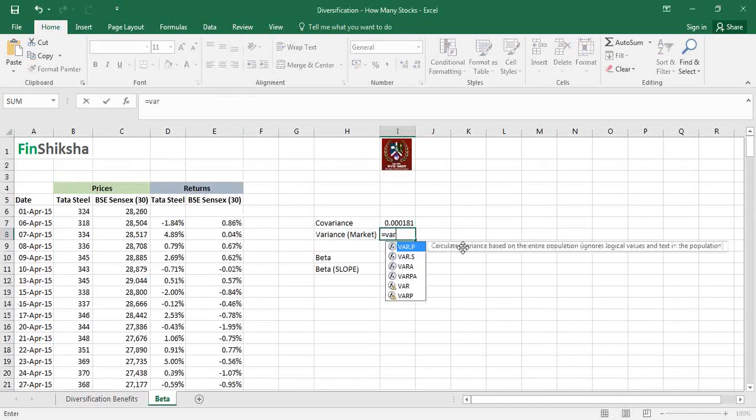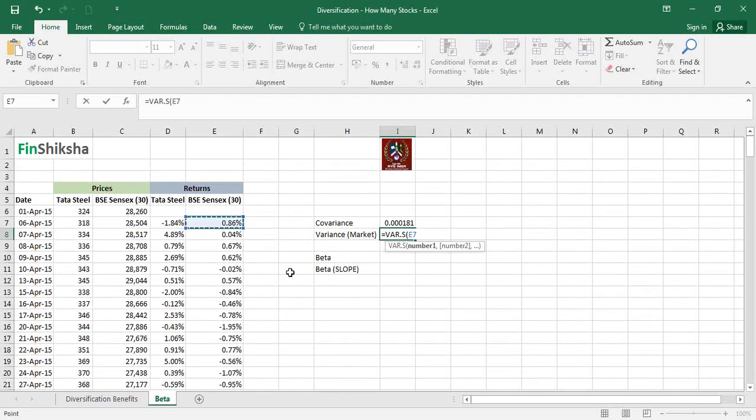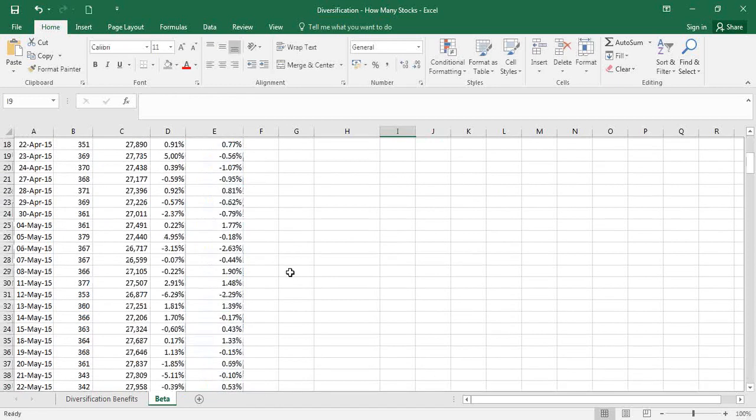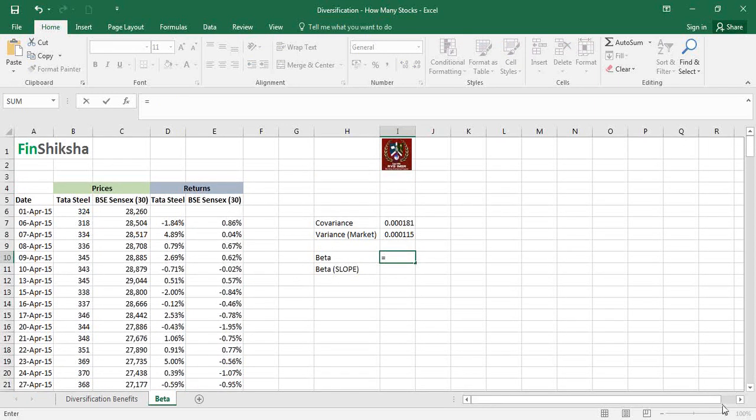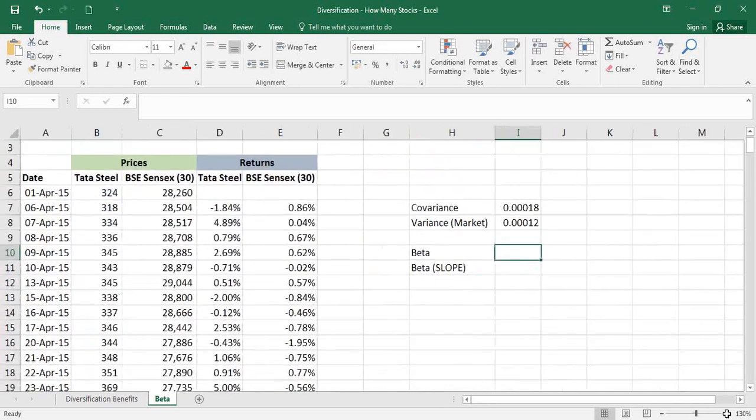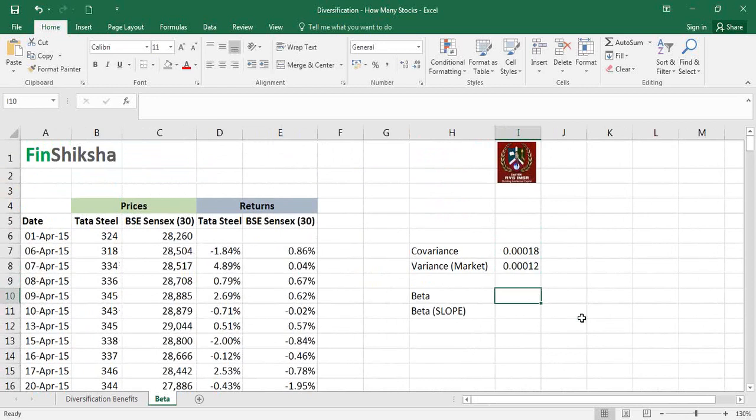How do we find the variance of the market? That's VAR.S, and you just select all this. We've already calculated this as well, right? So we have covariance and variance of the market. The formula suggests covariance divided by variance, right? Covariance divided by the variance of the market. So we take A and we divide by B. We get 1.56 as the data, right?